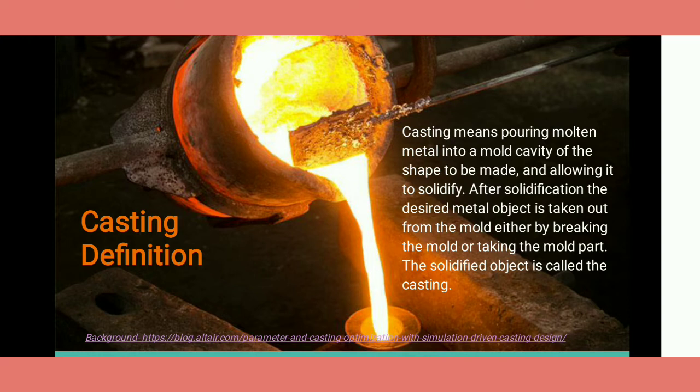final product. As per the casting definition, casting means pouring molten material into a mold cavity of whatever shape we require, and allowing it to solidify. Once the solidification is completed, the main object is taken out from the mold, either by breaking the mold or taking the mold apart. This solidified product is called a casting.